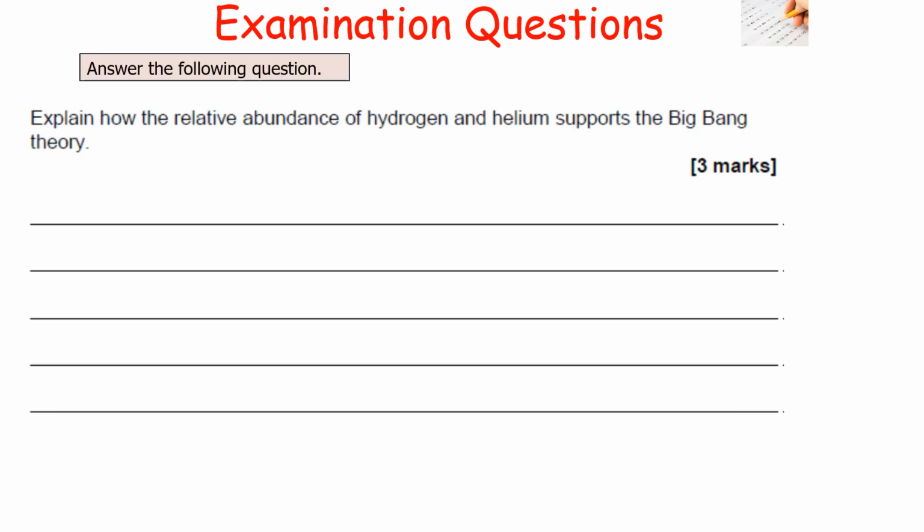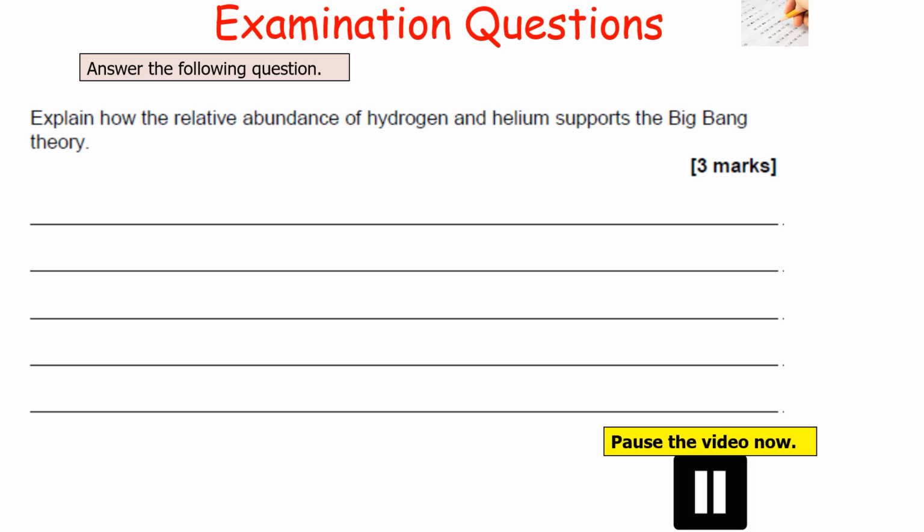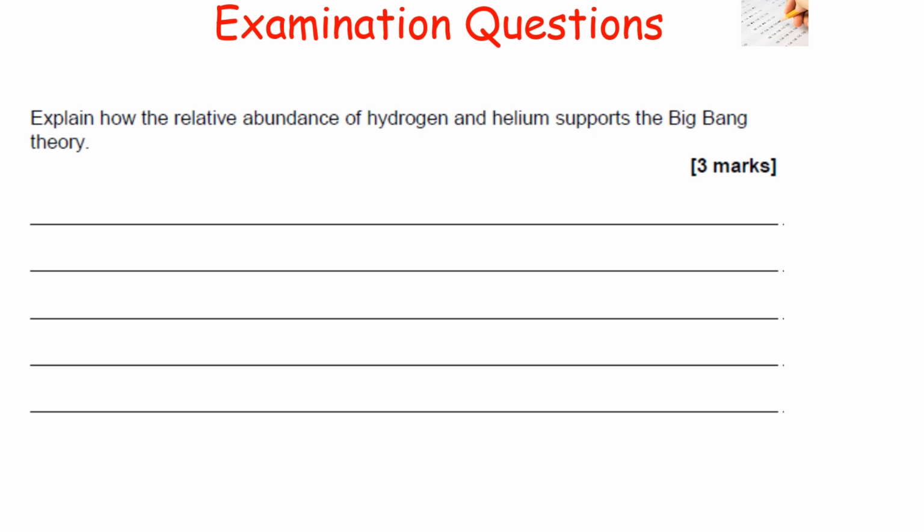The next question says, explain how the relative abundance of hydrogen and helium supports the Big Bang theory. So pause the video now, then unpause the video when you want to go through your answer. Right, so again, you've got to understand how the amounts of hydrogen and helium, with 75% hydrogen and 25% helium, support the Big Bang theory.